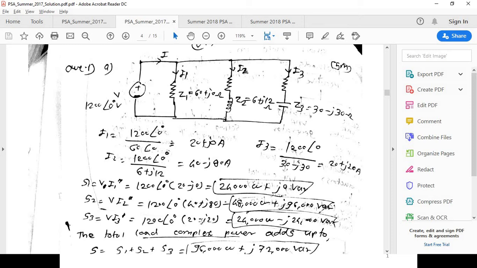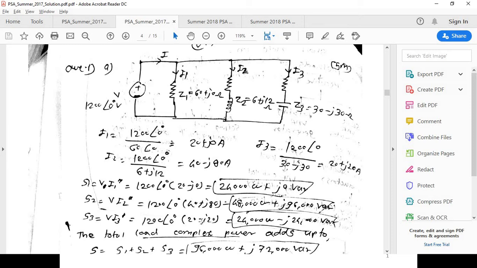See, here the question is to calculate the complex power consumed by loads 1, 2 and 3 respectively, which we have calculated. But in some cases, there might be a question to calculate the active power consumed by the load or the reactive power consumed by the load. At that time, you can calculate the active power and reactive power from the complex power consumed by the load.